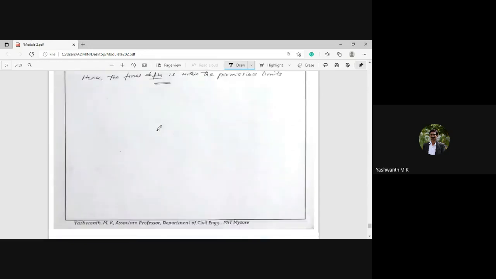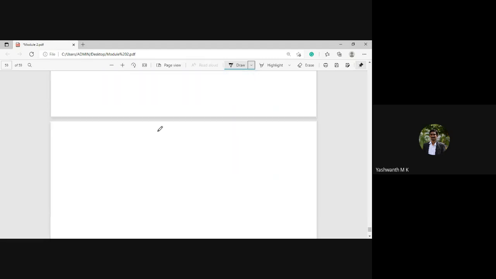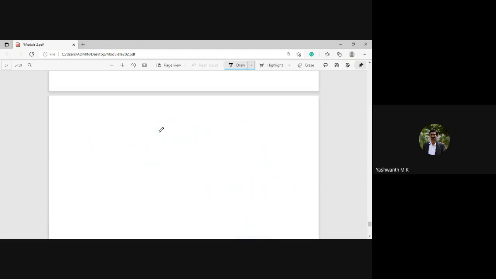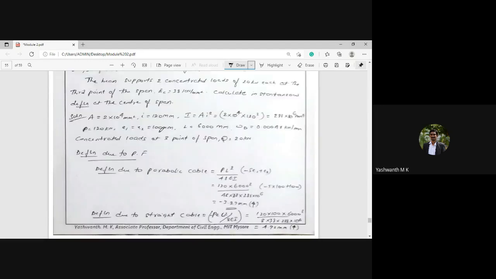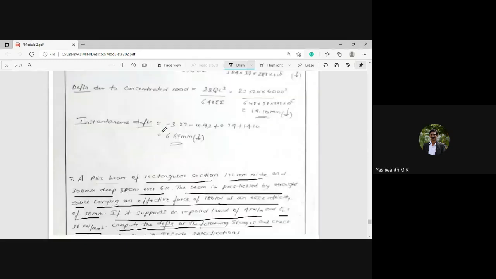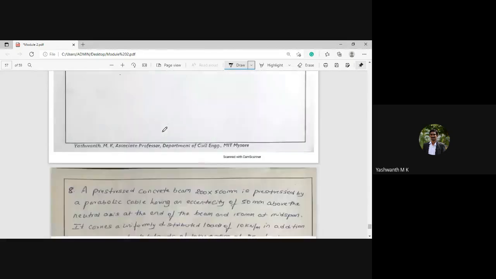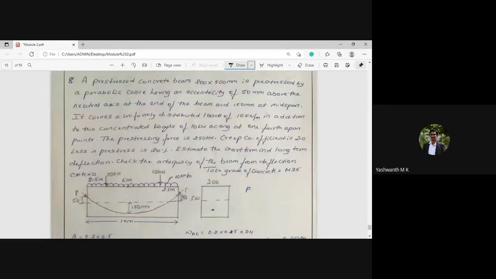Okay, so let me move on further. Okay, so the next problem is like this. This is also one of the typical problems being taken.